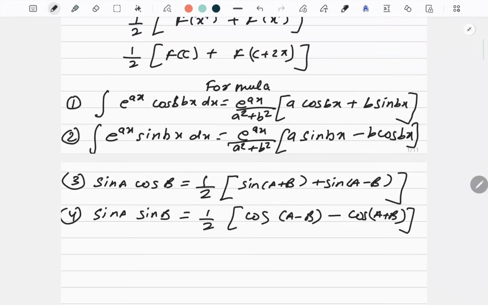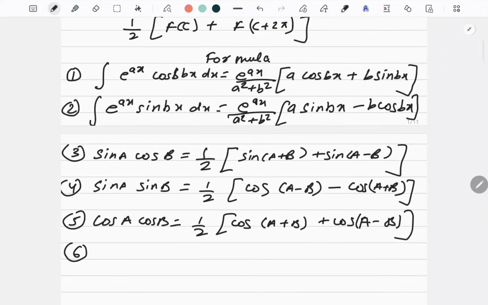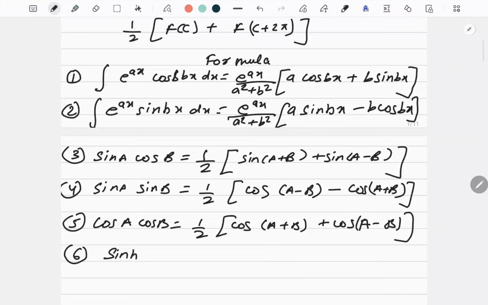In a few questions we need these formulas. Okay. Then cos a cos b is equal to 1/2 [cos(a+b) + cos(a−b)]. Apart from this, there are questions where I need sinh x, which is (e^x − e^(−x))/2, and cosh x, which is (e^x + e^(−x))/2, which you already know.